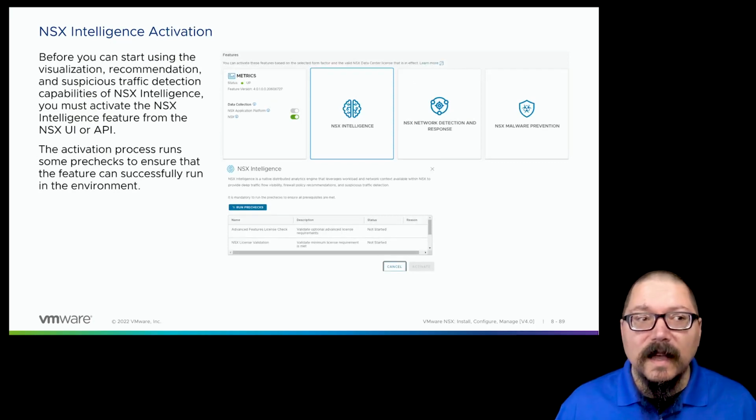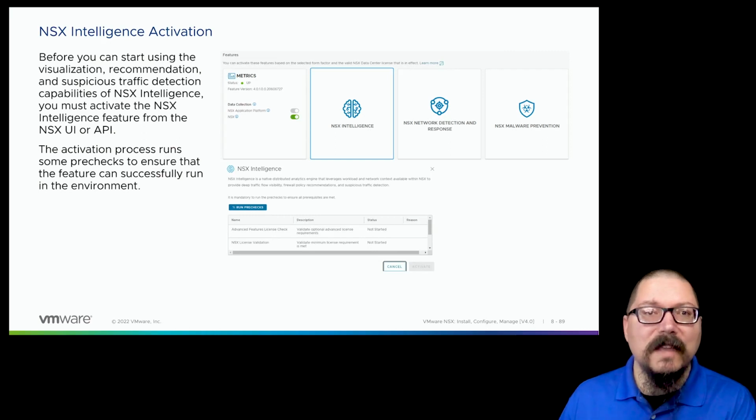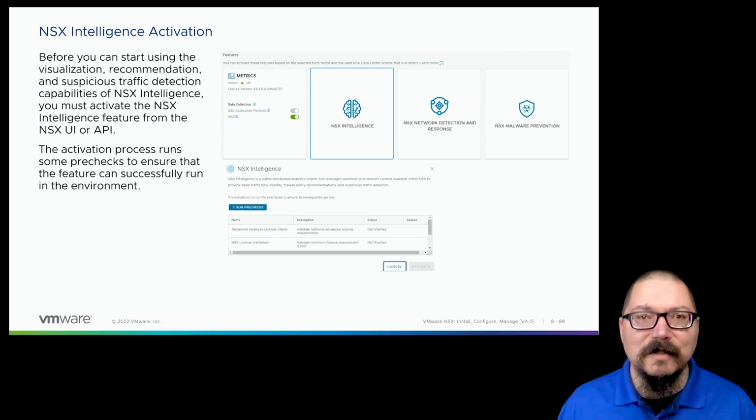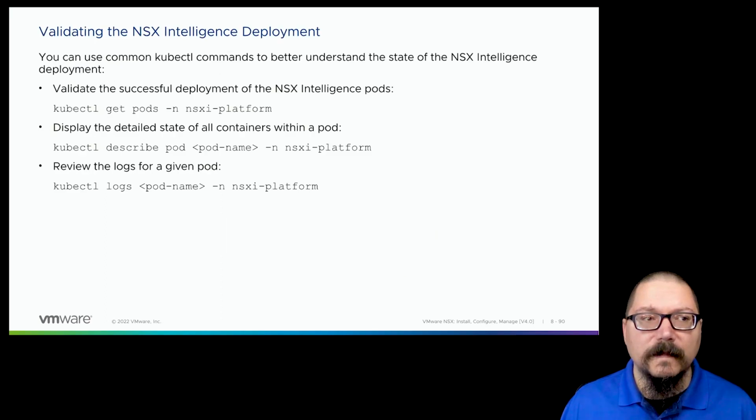Now, to deploy Intelligence, it's pretty straightforward. Back under the NSX application platform UI, I have my big tile for NSX Intelligence, and I click that, and we get a little workflow that says, let's run these pre-checks. There's no off-premise cloud solution that goes with this, so I don't have to select a cloud. We're just going to run some pre-checks. When those pre-checks are good, we can then activate Intelligence, and that will trigger NSX to deploy the NSX Intelligence pods onto the application platform.